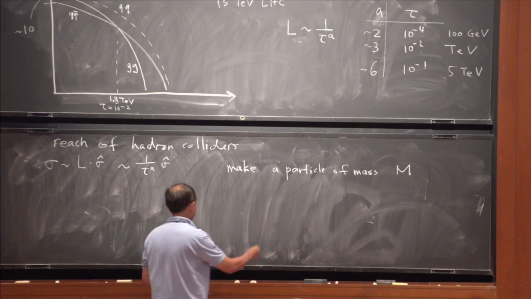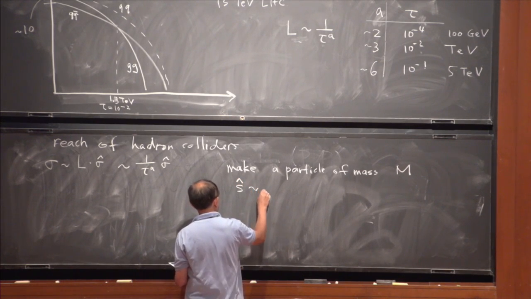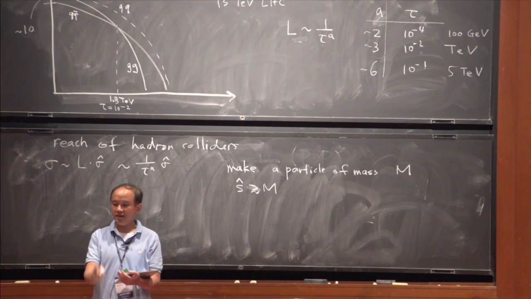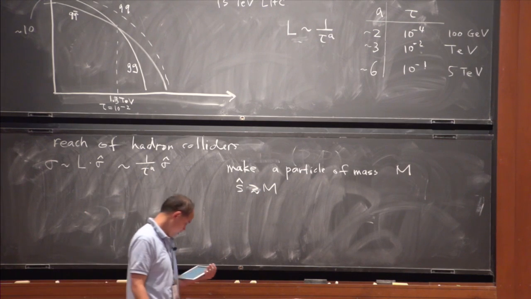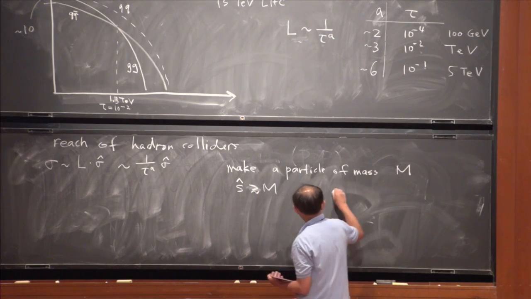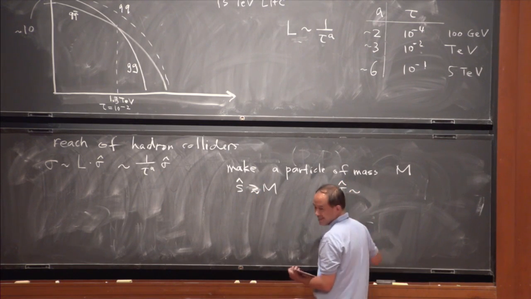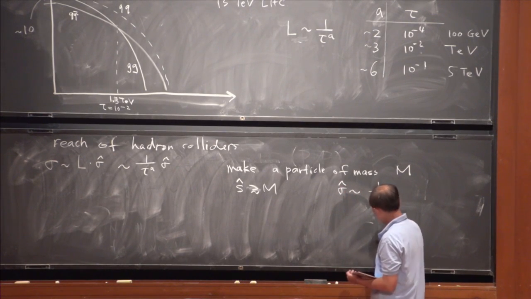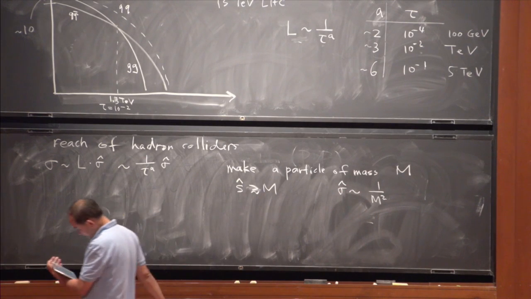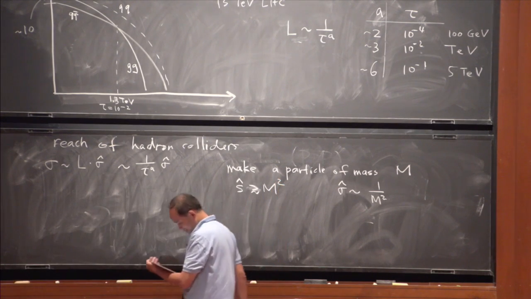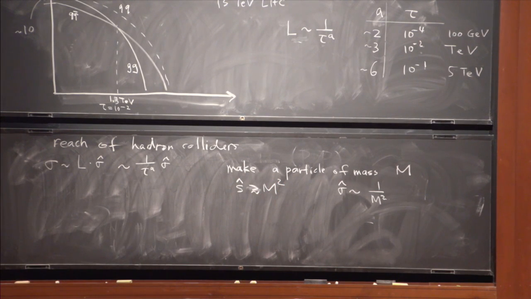I wanted to do that. So my s hat has to be greater than or equal to m. But mostly I'm just making it on threshold, as I said, on m. From dimensional analysis, sigma hat is what? 1 over m squared. So that's my dimensional analysis. That's right, squared.